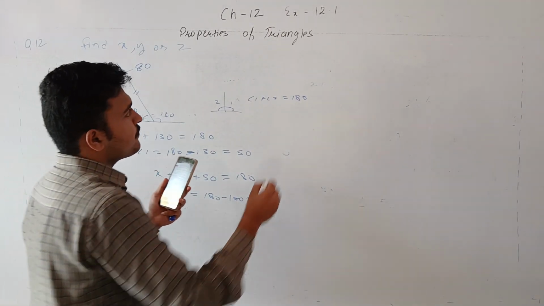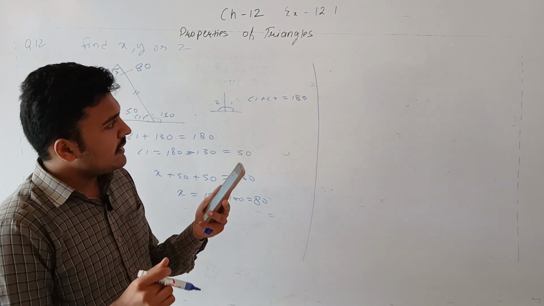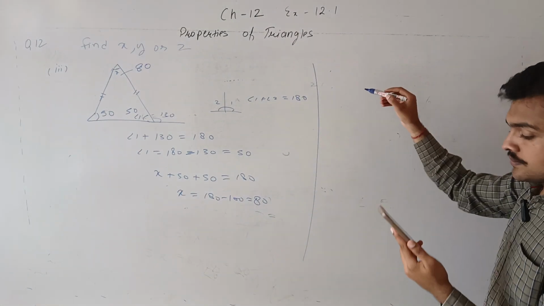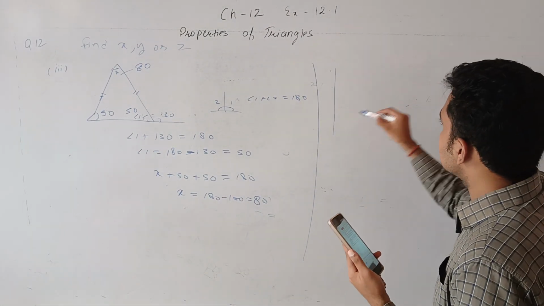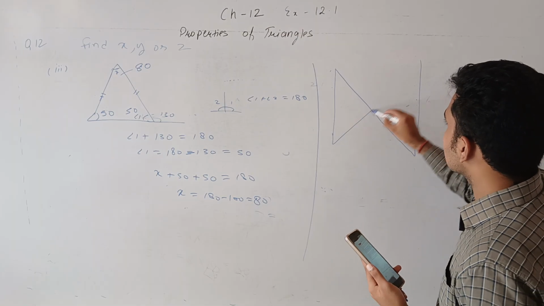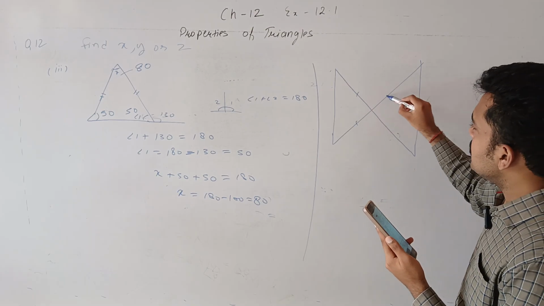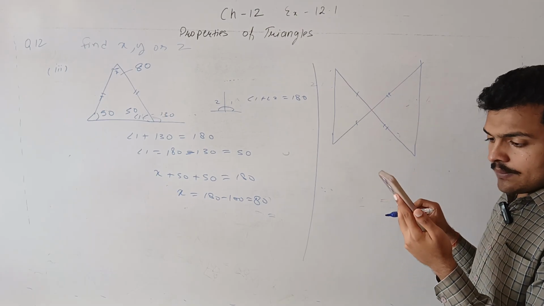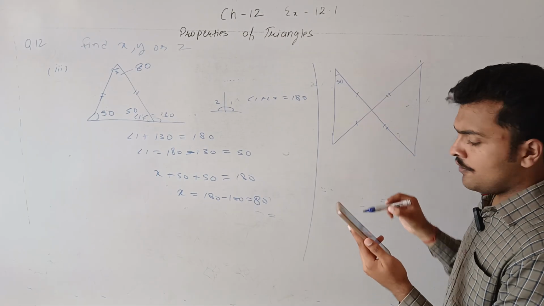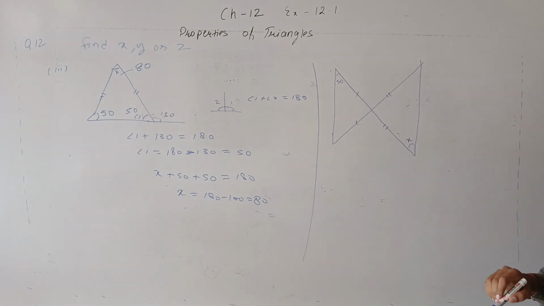So next question is: find the value of x. So again we have to find the value of x in the question. The triangle is given as follows. These two sides are equal and these two sides are also equal. This angle is 50, and we have to find angle x.